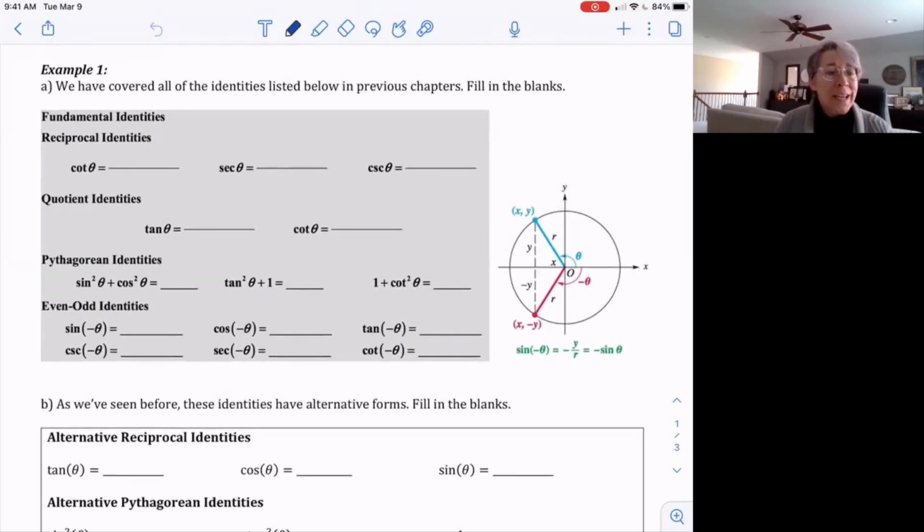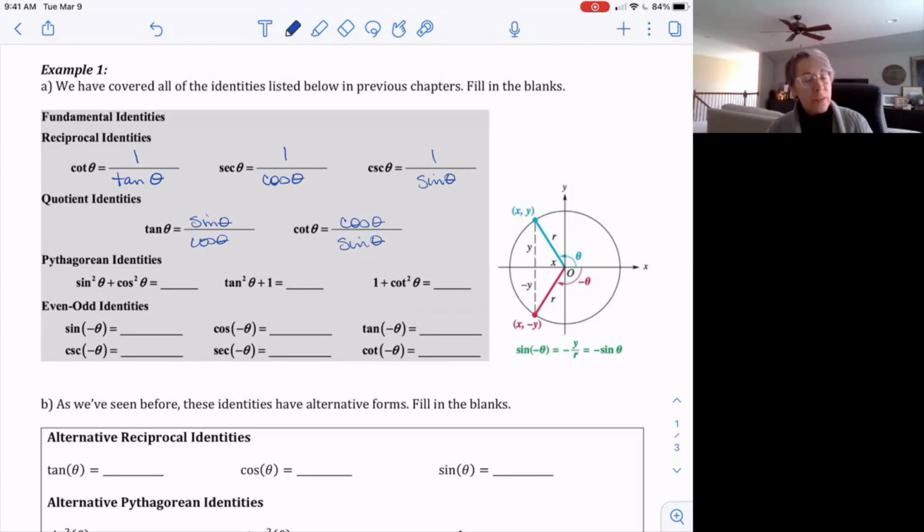So cotangent of theta, remember, is the reciprocal of tangent theta. Secant theta is the reciprocal of cosine theta. And cosecant theta is the reciprocal of sine theta. We also have quotient identities. Those are the tangent and cotangent. Tangent is the quotient of sine theta over cosine theta. And cotangent theta is the quotient of cosine theta over sine theta.